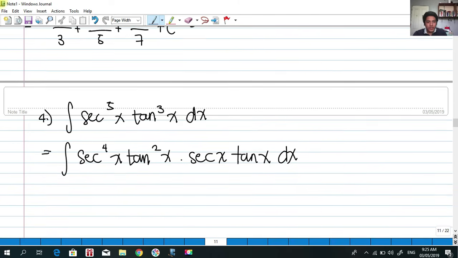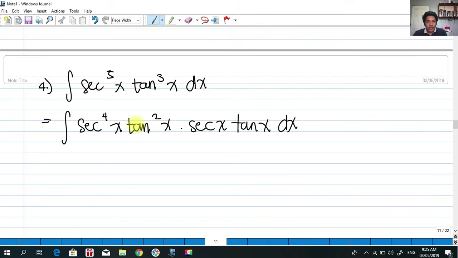In order for us to let u as secant, because we have now here the available derivative of secant, okay, secant x tangent x, but the only problem is we have to make this tangent squared of x equivalent to secant also.